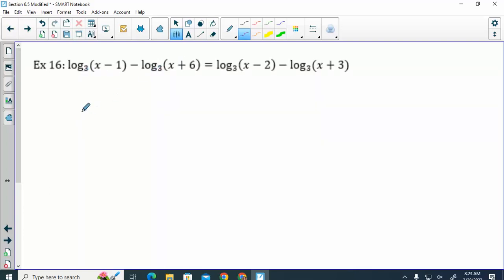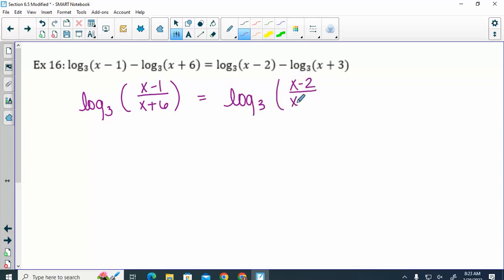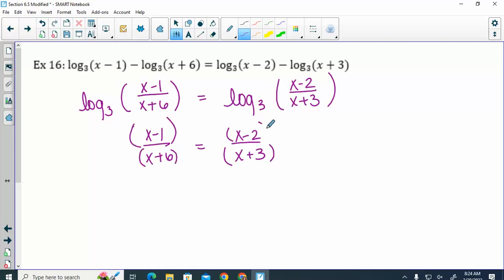So when logs are subtracted, how do we put them together? Butterfly. So we can drop our logs. So then we just need to cross multiply. When you do that, you have to FOIL.